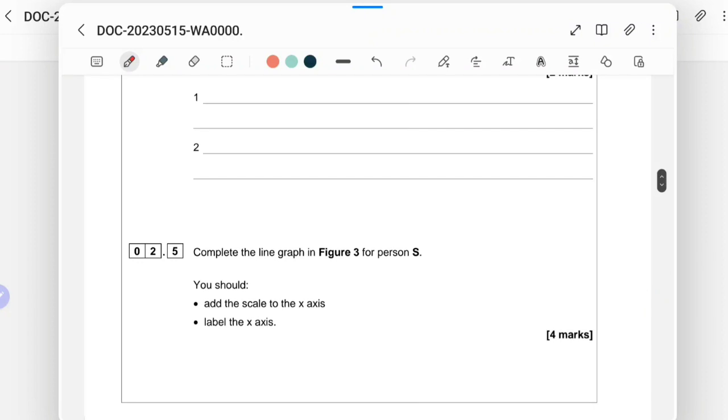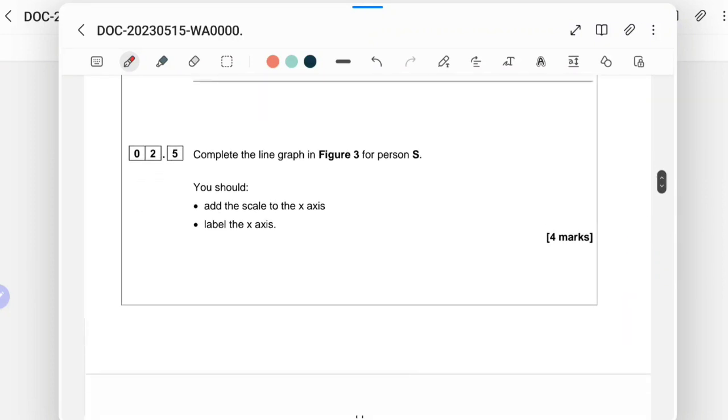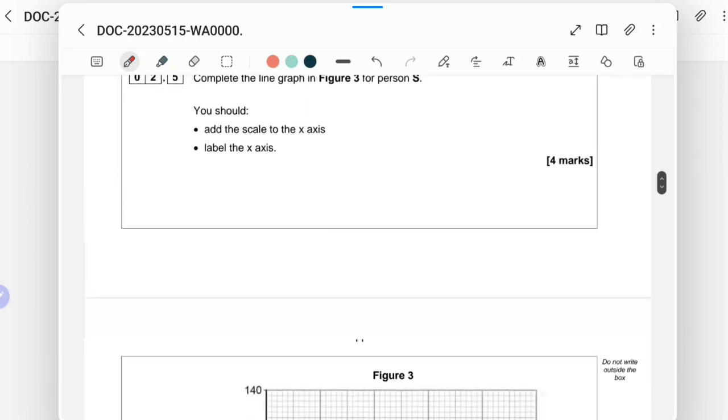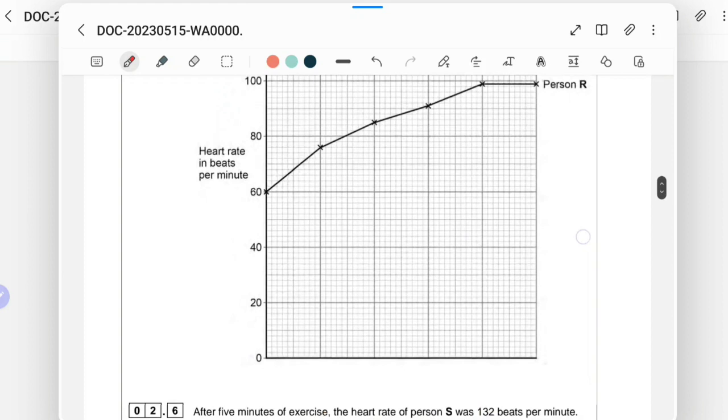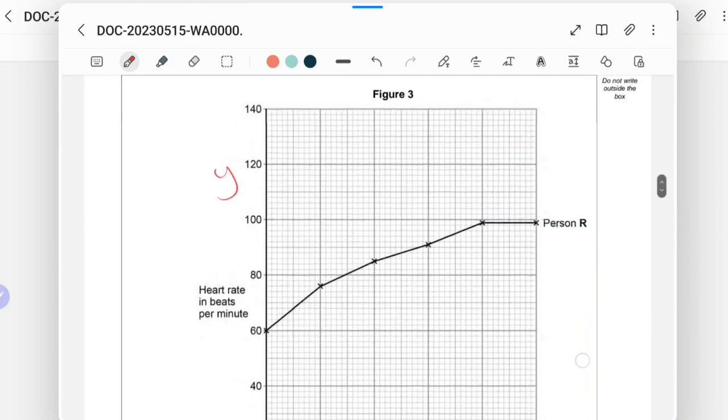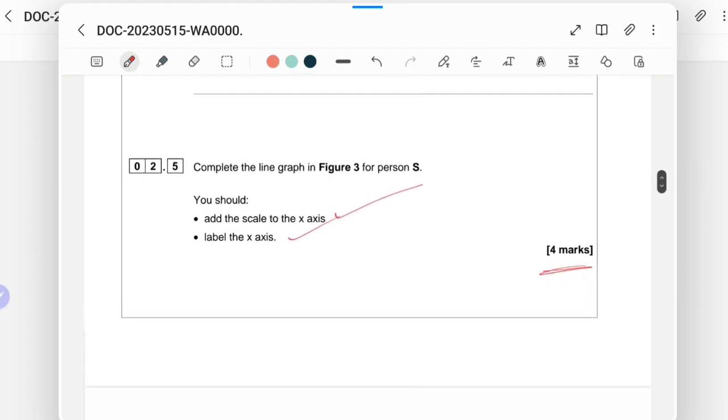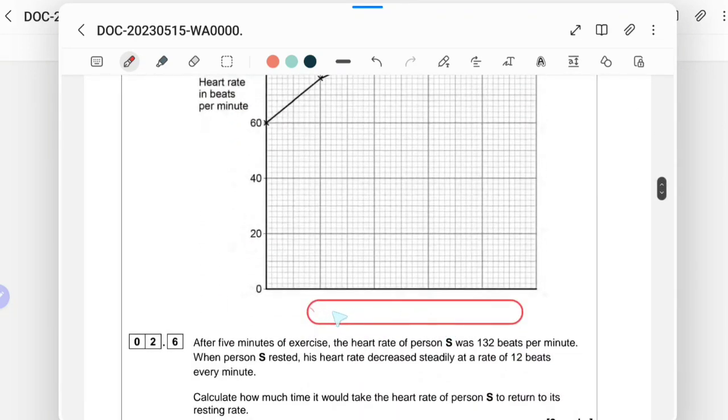Now, complete the line graph in figure 3 for person S. You should add the scale to the x-axis and label the x-axis. So this is your y-axis, apparently this is your x-axis. So you're meant to label this axis. That's it. How many markers? 4 markers. Wow. So you label this axis, what should be here, then what are the values of seconds or minutes you put there. All right.